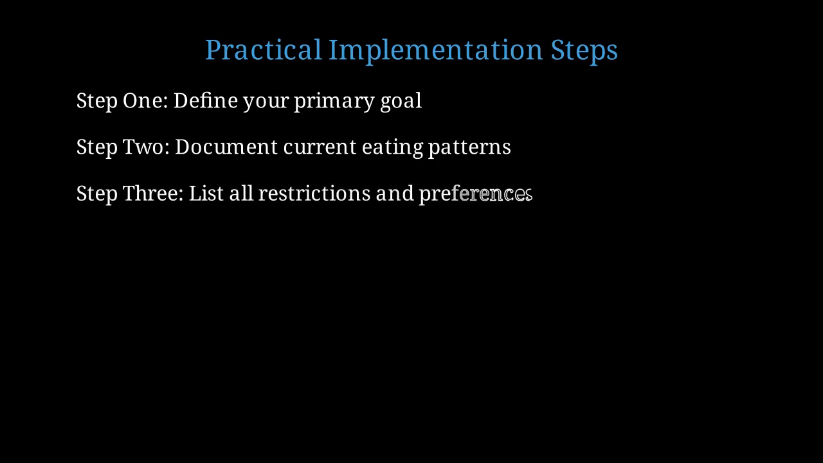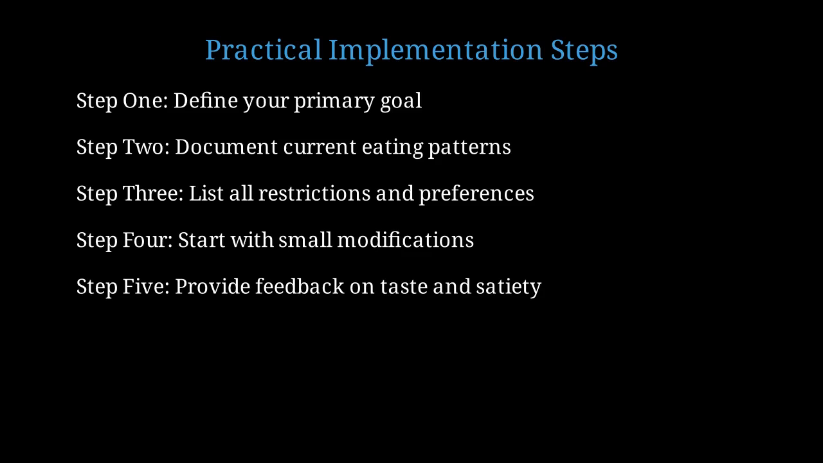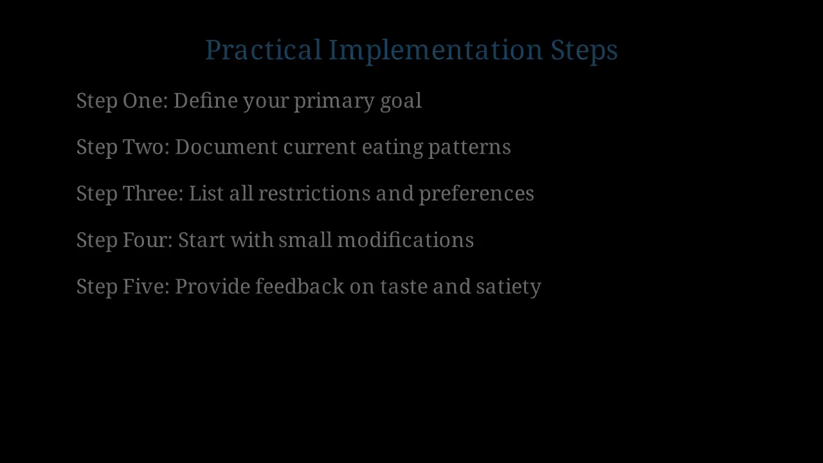Third, comprehensively list all dietary restrictions, allergies, foods you dislike, and any other constraints. Be thorough here. Fourth, start with small modifications to familiar recipes rather than completely new dishes. This improves adherence and allows you to adapt gradually. Fifth, consistently provide feedback on taste and satiety. The AI learns from this feedback and improves its recommendations over time.